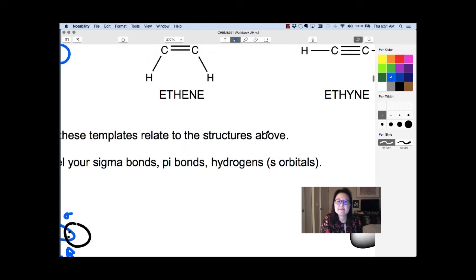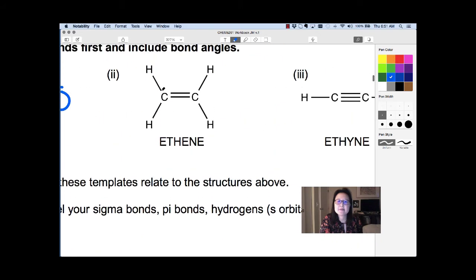Now ethene looks like this. I would start with the Lewis structure and just identify the type of bonds you see. Now that's going to help us identify what kind of hybridization these carbons are. Okay, this carbon is sp2.